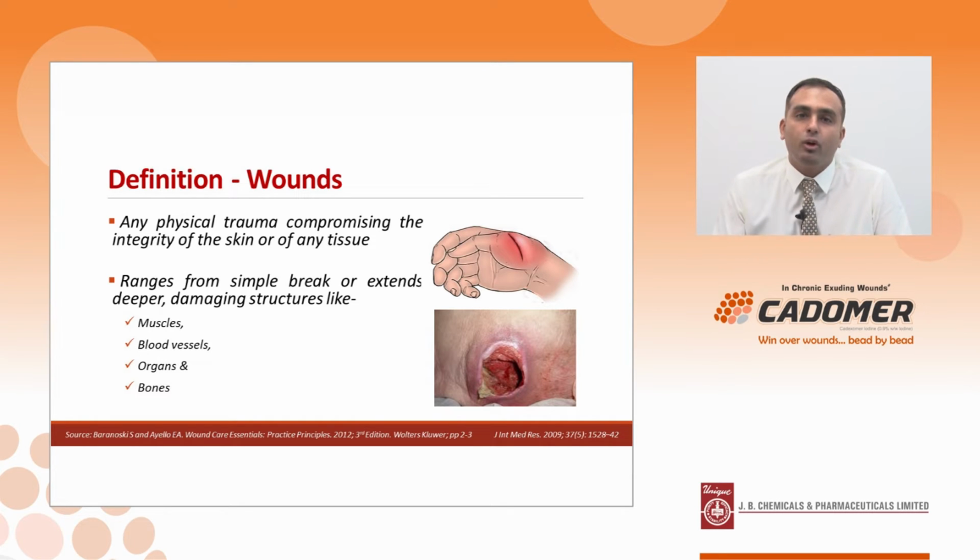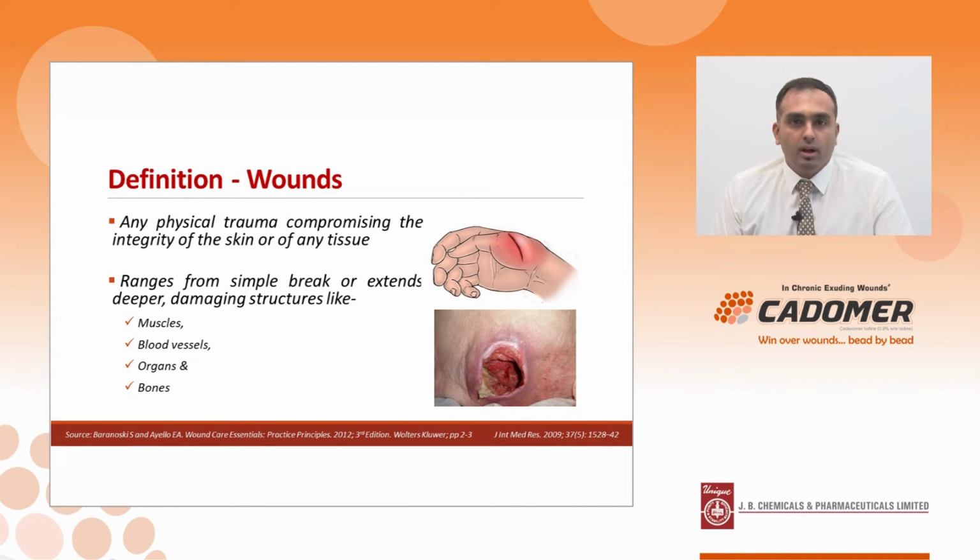If I have to give you a simple example, if I take a small pin and prick it on my skin, do you think it will be called a wound? I am sure you will all agree with me that it is not called a wound because the integrity of the skin is not getting disturbed. So when the integrity of the skin is getting disturbed, it is said to be a wound.